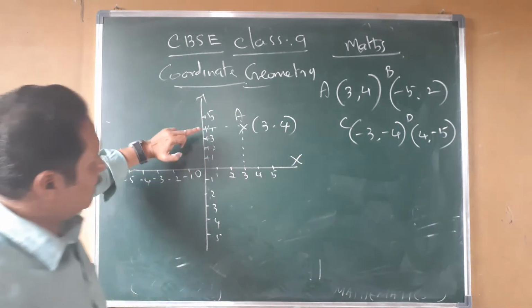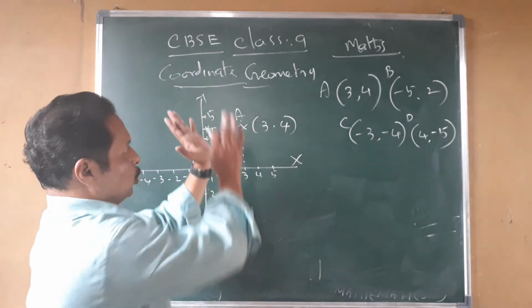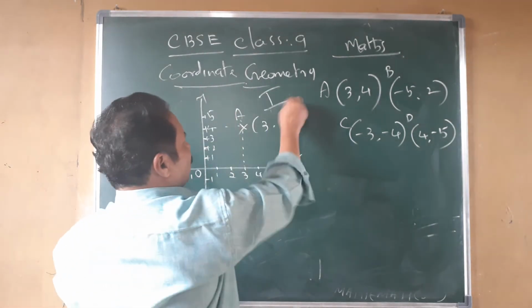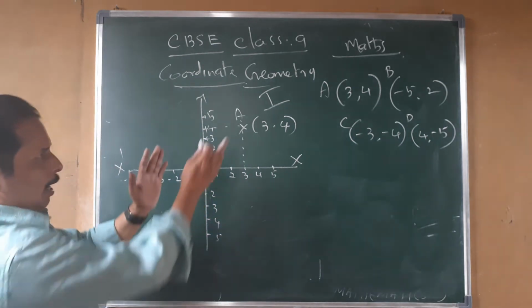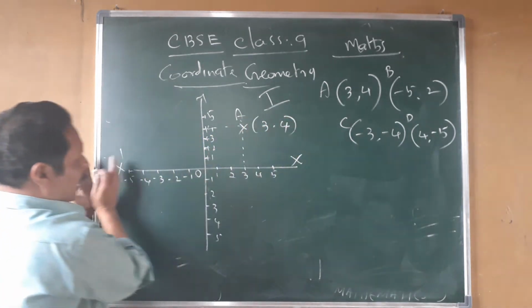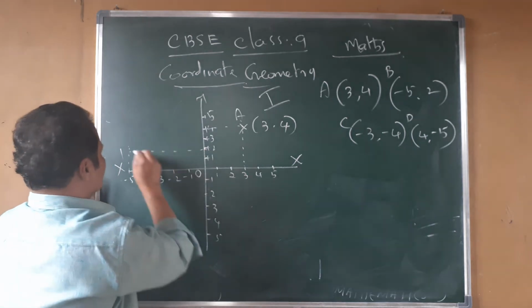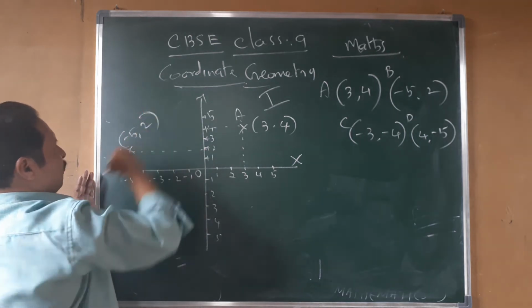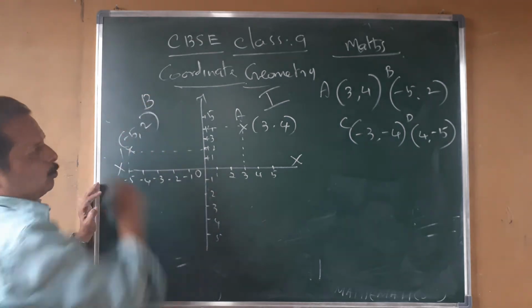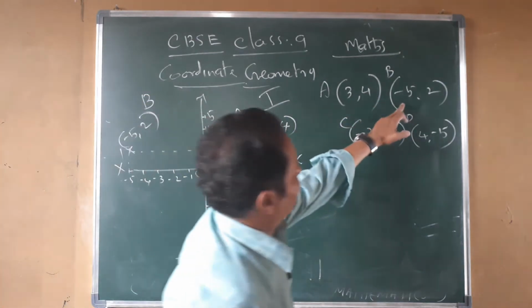X coordinate and y coordinate, both of them are positive. It is on the first quadrant. Here it is the first quadrant. You remember that? And negative 5 is here. 2 is here. So the point is (-5, 2). That point is B. You see that? Negative 5, 2.